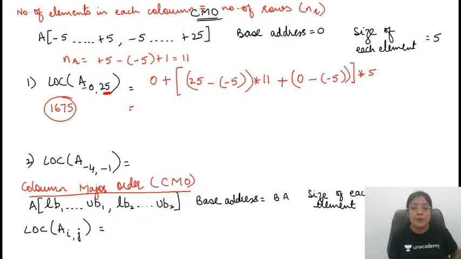This comes out to be 30 into 11 is 330. 335 into 5. And yes, this comes out to be 1675. 1675 is the correct answer. Similarly, can you write the answer for the second problem?